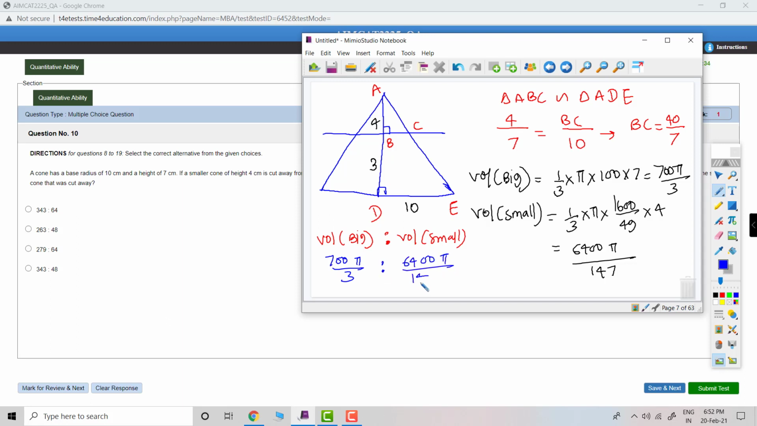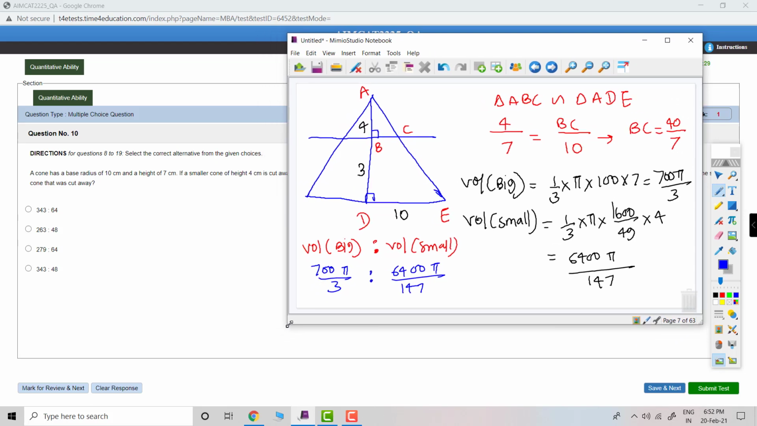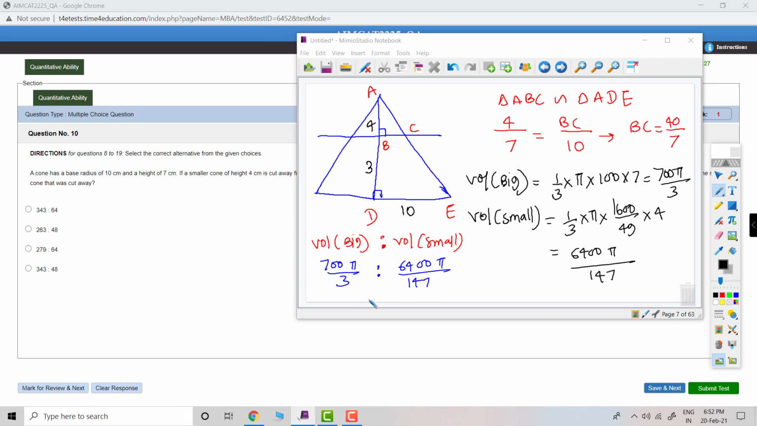Okay, now let's simplify this. What we will get? Look here. Okay, if we simplify this, divided by 3, 3 49s, pi and pi will get cancelled out, double zero will get cancelled out. If we cross multiply, this ratio will become what? 49 into 3 is 147, 343 is to 64.